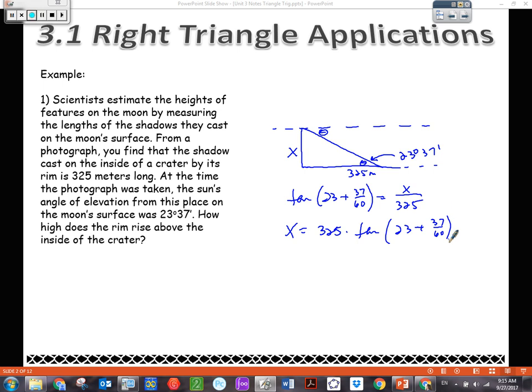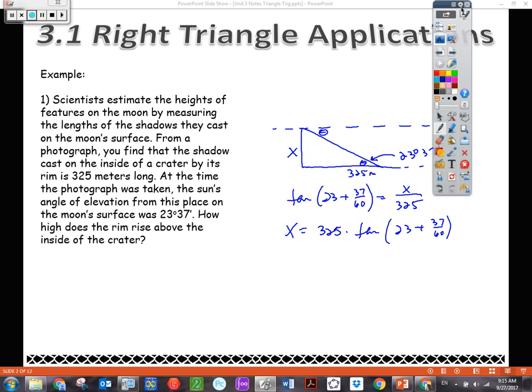I'm going to pull my calculator up, and I'll work through that with you. Are there any questions so far? Are we okay with this? Just a pretty standard problem, isn't it? It's a pretty standard right triangle trig problem. So let's go to the calculator.